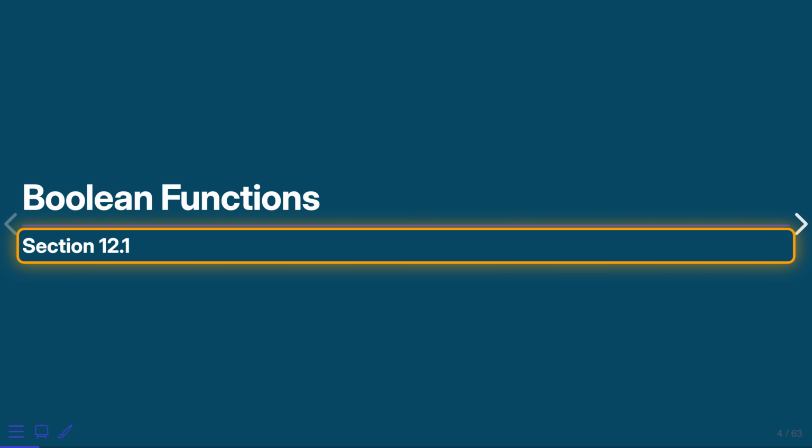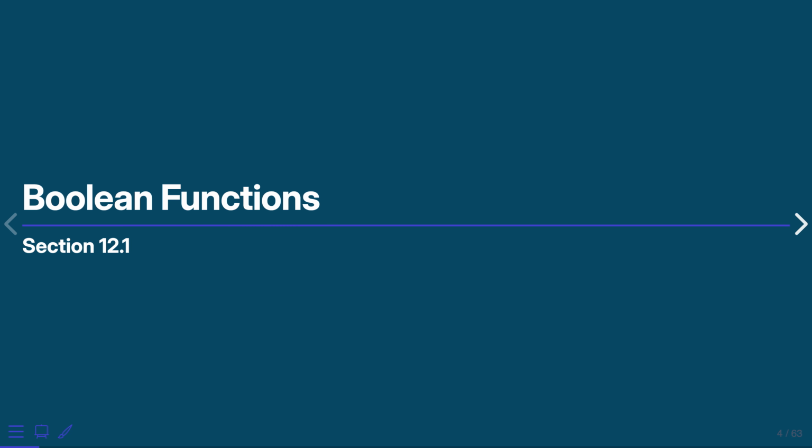Section 12.1, Boolean functions. In this first section, we set up the algebra itself. We meet the three operations on 0 and 1. We say what a Boolean function is, and we collect the rules that let us simplify expressions.